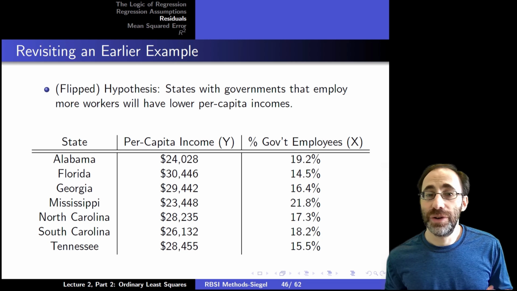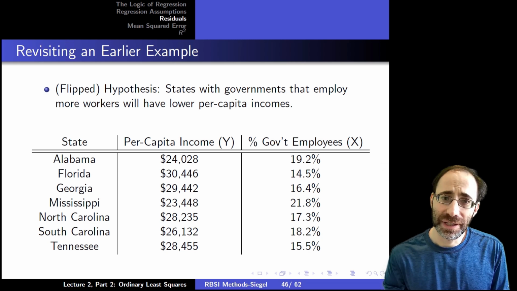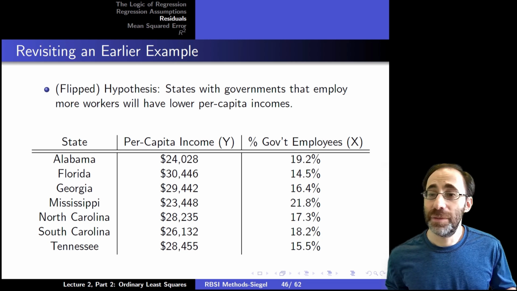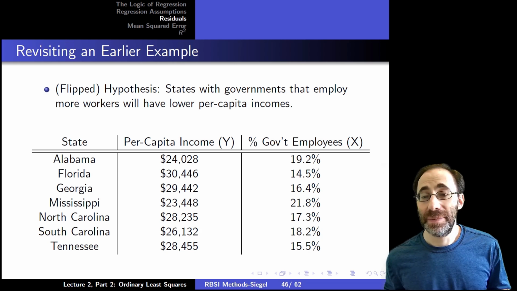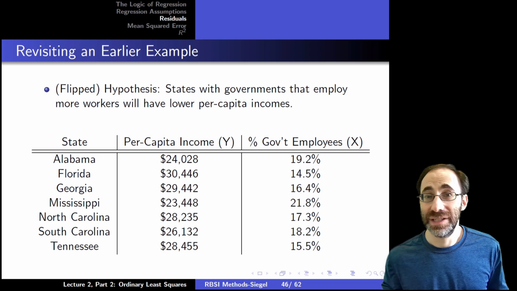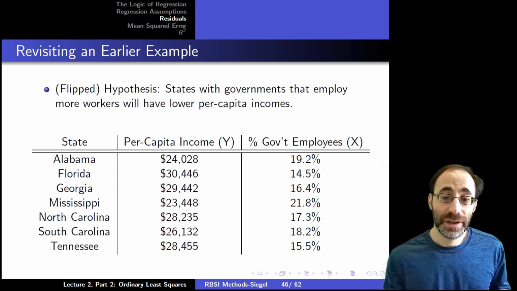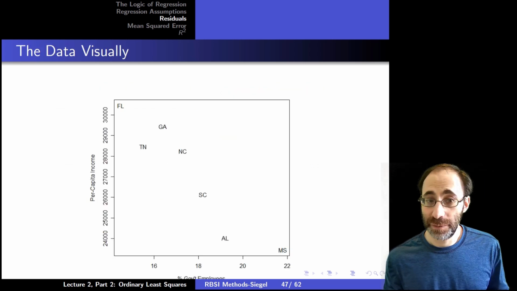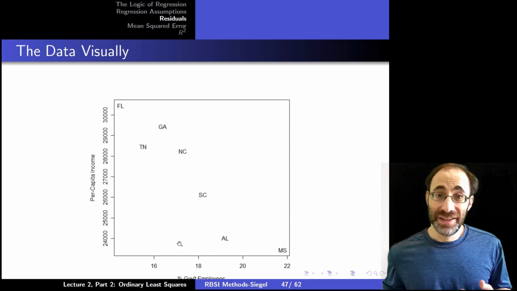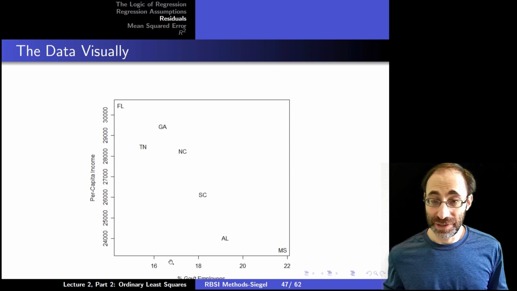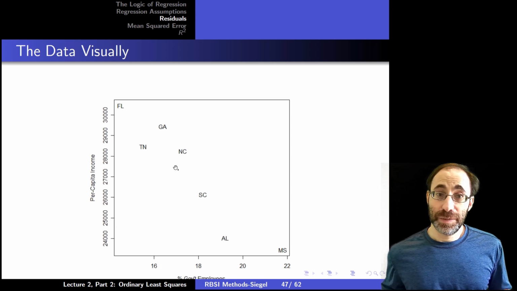So let's go back to an earlier example, but we're going to flip the hypothesis here, and we're going to say that states with governments that employ more workers will have lower per capita incomes. So per capita income is the y, and government employees is the x. Here's the data from before. Here's a picture from before. Now the picture actually makes more sense given the flipped hypothesis. The x-axis is the independent variable of percent government employees. The y is per capita income.